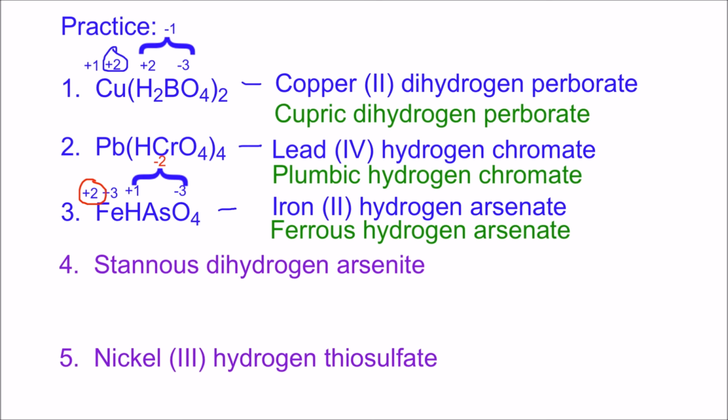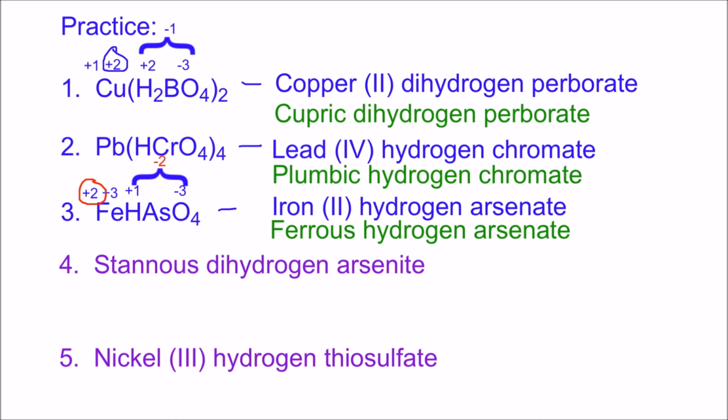So we write iron 2 and then hydrogen for 1 hydrogen. Then we have arsenic here, so we write the stem for arsenic, which is arsen. Arsenic is an any, which wants 4 oxygens. This one has 4 oxygens, so it gets to end with ate. So we have iron 2 hydrogen arsenate.